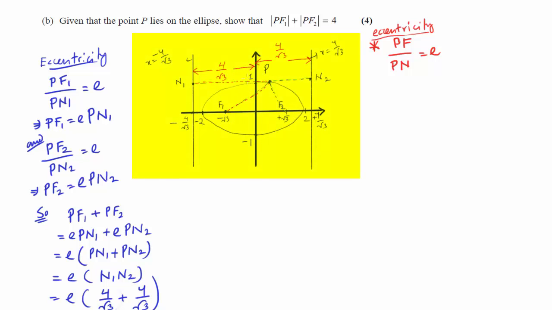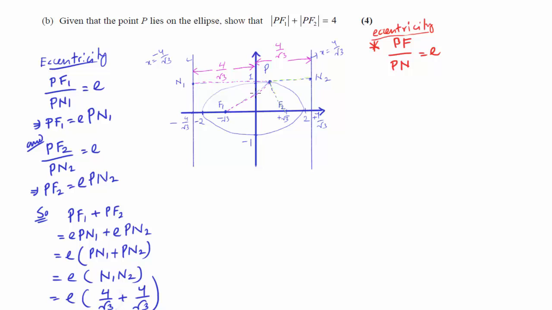Now it really helps to see what the picture looks like. We can see that the focus F1 is at minus root 3, F2 is at plus root 3, and the point P can be anywhere. There are two directrices, with points N1 and N2 on them. We can use this because of the rule of eccentricity: from any arbitrary point P, the distance of that point to the focus divided by the perpendicular distance from P to the directrix is the eccentricity.